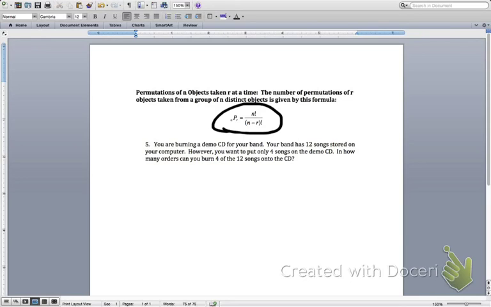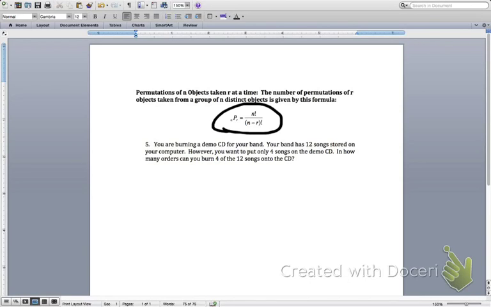You're burning a demo CD for your band. Your band has 12 songs stored on your computer. However, you want to put only 4 songs on the demo CD. In how many orders can you burn 4 of the 12 songs onto the CD? So there are 12 total songs, which would be our n distinct objects, but we only want to order 4 of them, which would be our r objects.